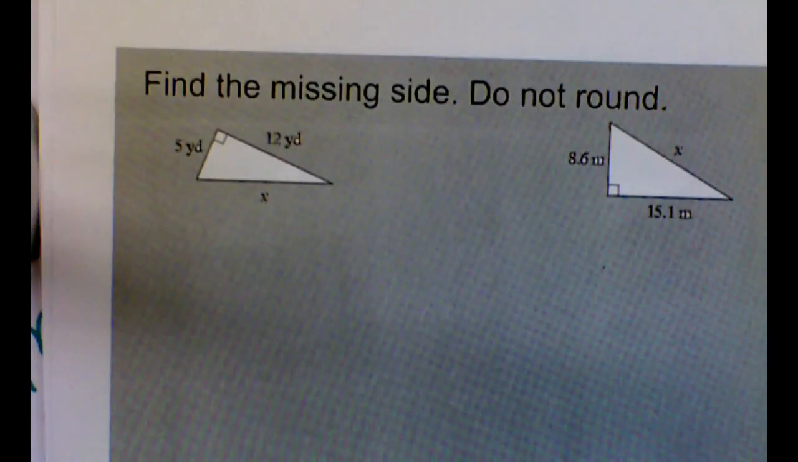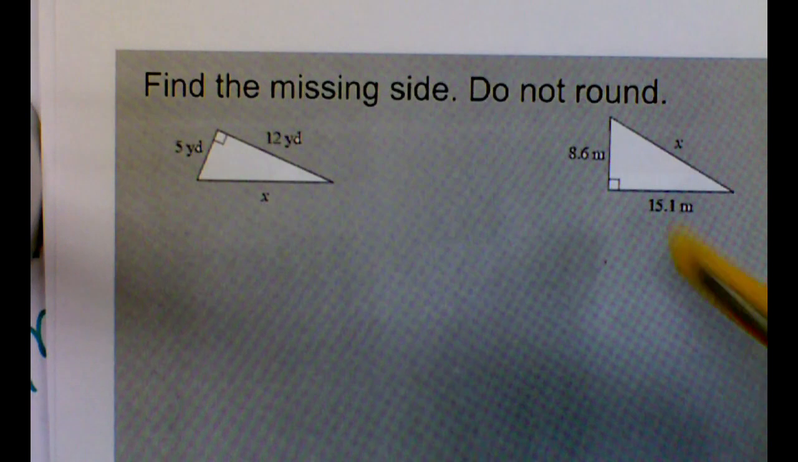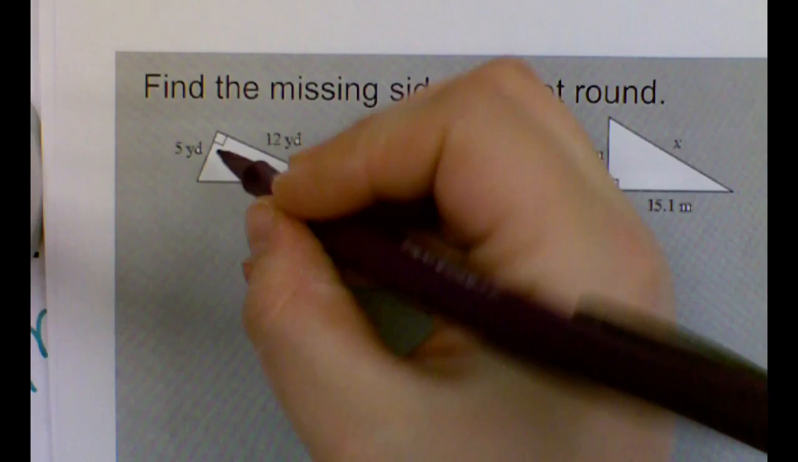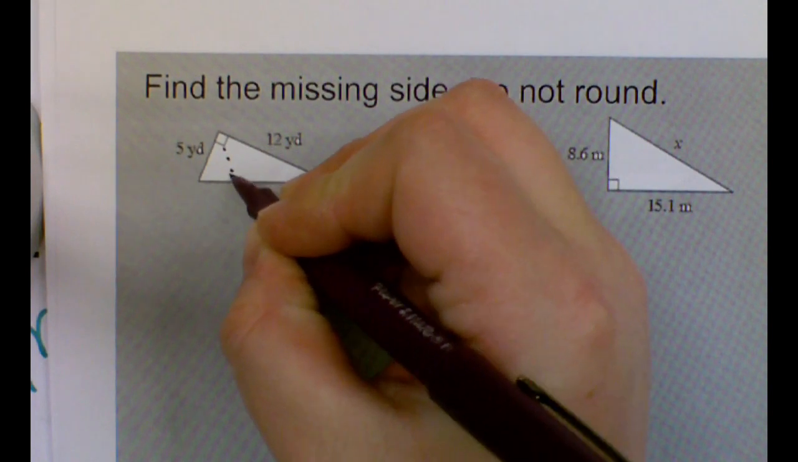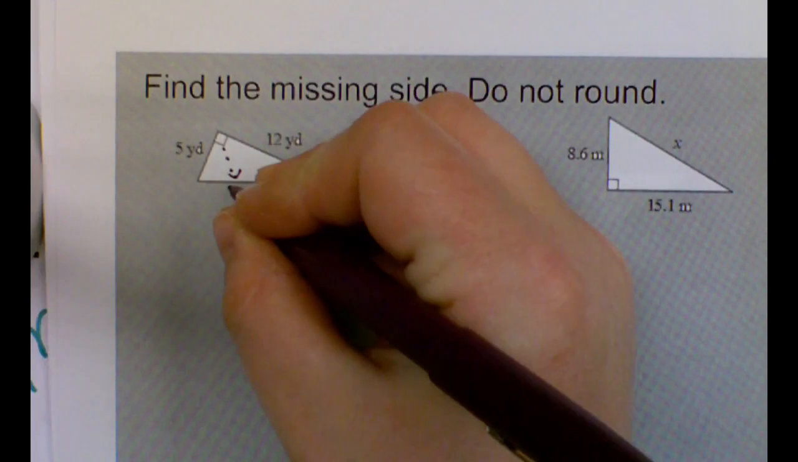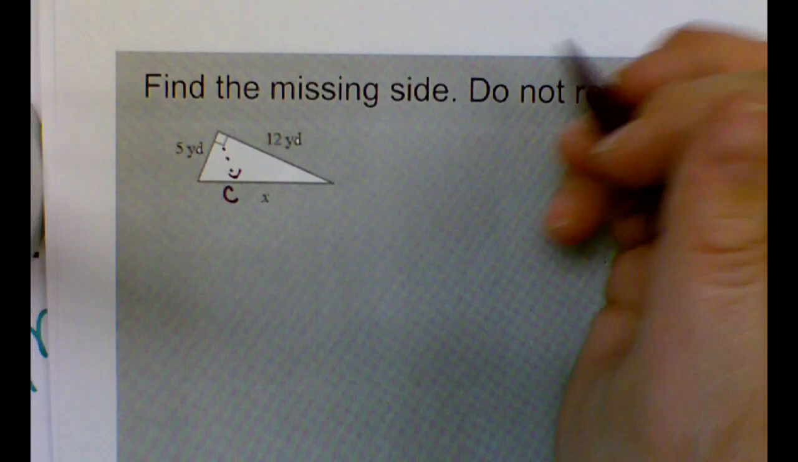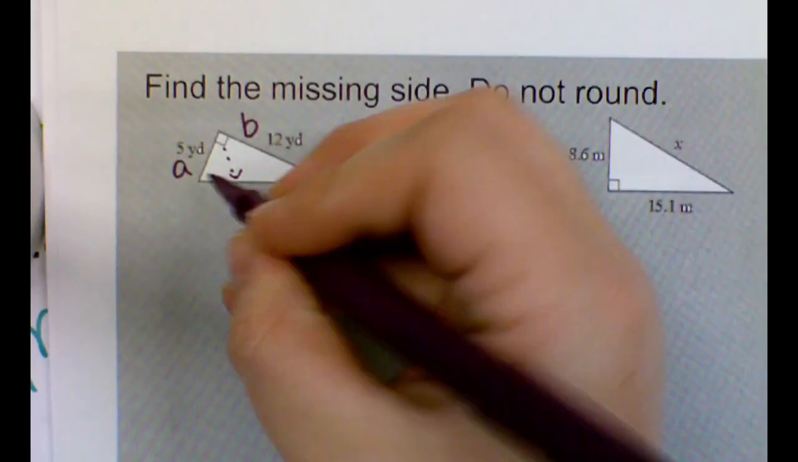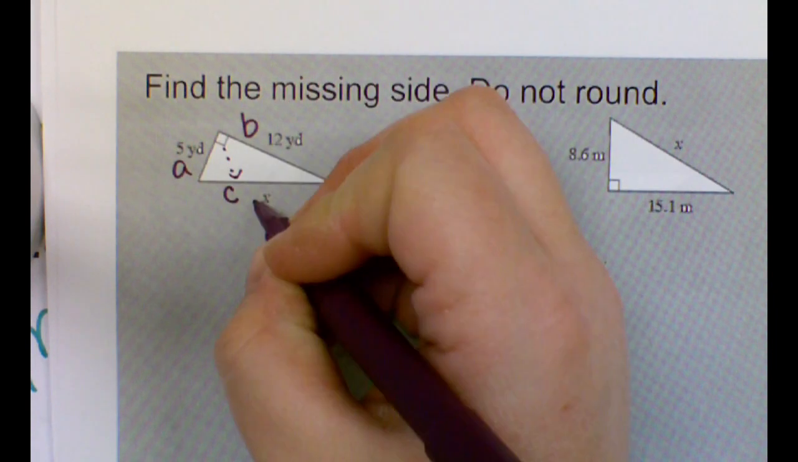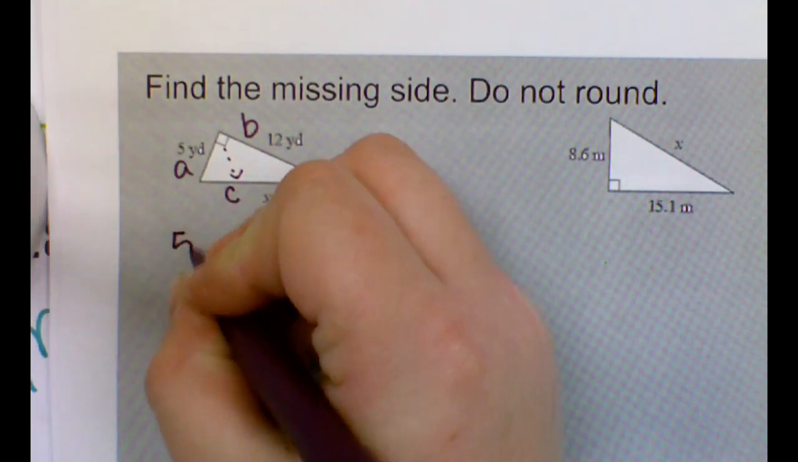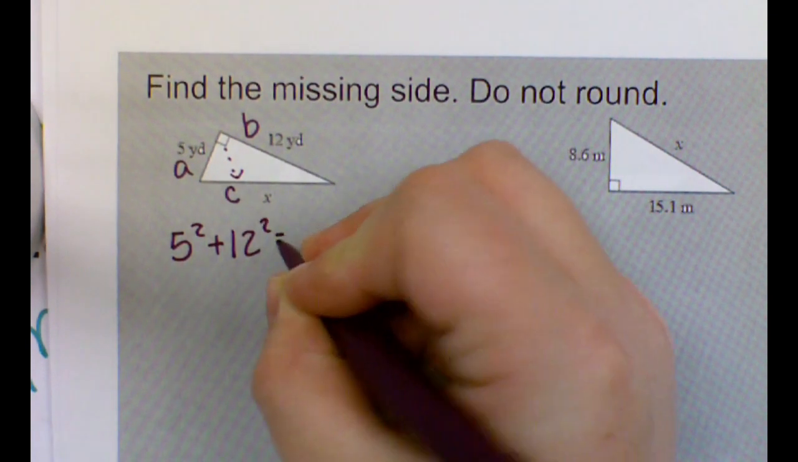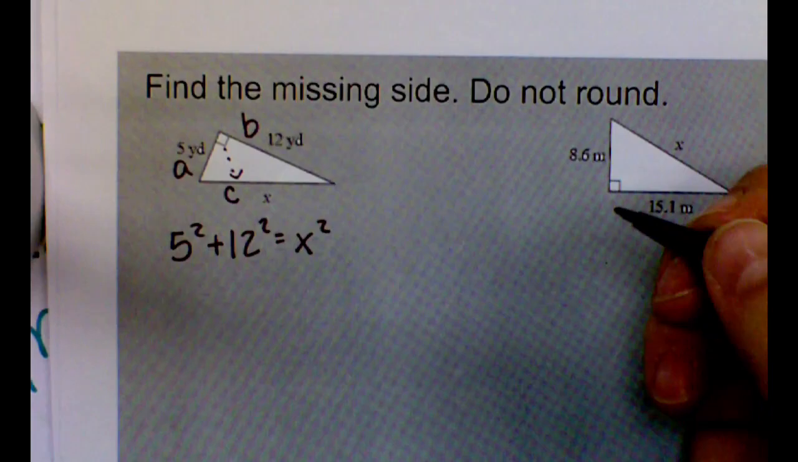So we are going to find the missing side. It says do not round, but for this second one we are going to round. So for this first one, I see that across from my right angle, that's my hypotenuse, so I'll call that C. The other two are A and B, and it doesn't matter which one's which. So I take A squared plus B squared equals C squared. Well, A is 5 squared, B is 12 squared equals C is X squared.